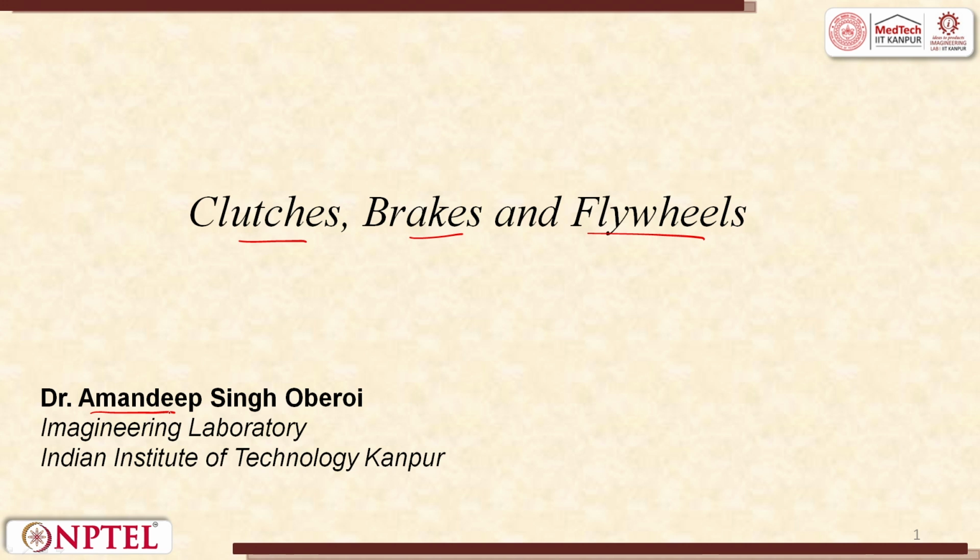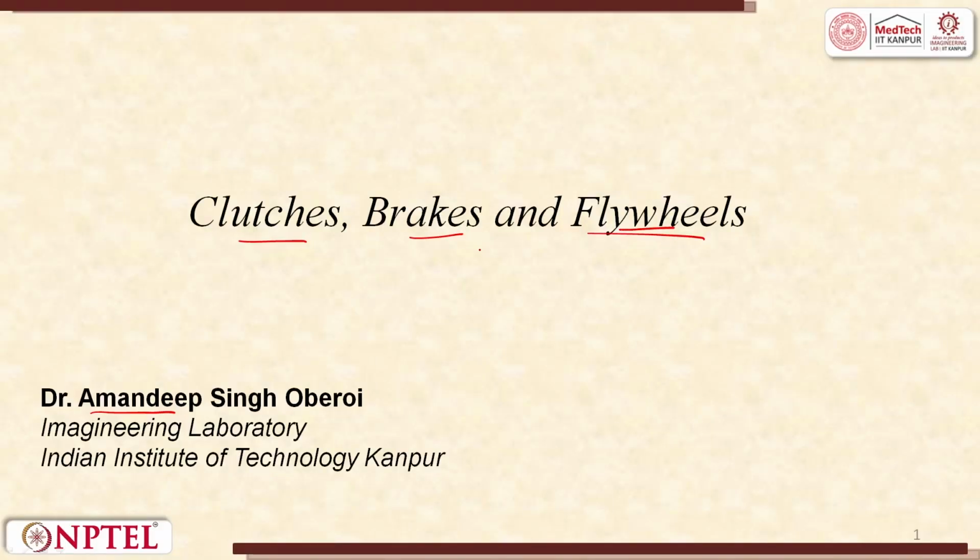Clutches, brakes, flywheels. These are common words that you have been listening to and have observed being used in multiple places. Clutches are there to engage and disengage the stationary components with the rotating components. For example, in your automobiles, you pull the clutch wire, the clutch disengages. If you leave it, it engages once again, and you can change the gear of your motorbike.